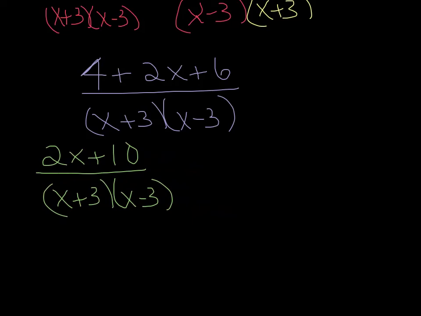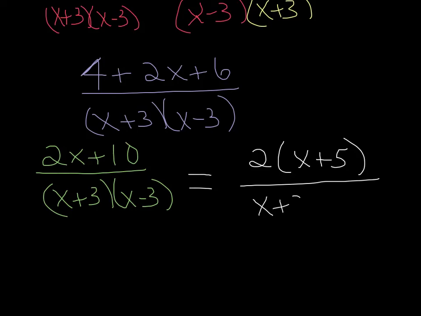The only problem with that is once we factor that GCF out, it really doesn't help us with anything. Because I take a 2 out from 2x, I'm left with x. I take a 2 out from 10, and I'm left with a positive 5. And that's all over x plus 3 and x minus 3. There's no common factors here for us to cancel.